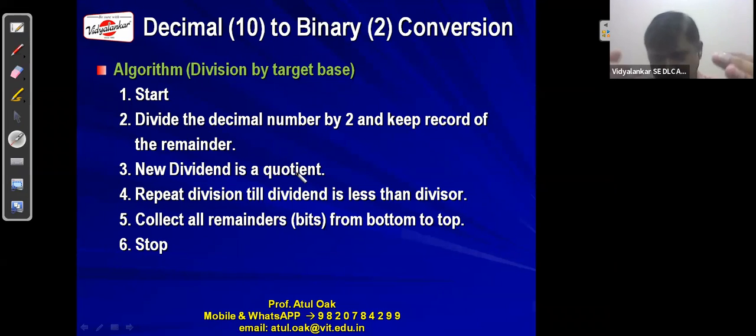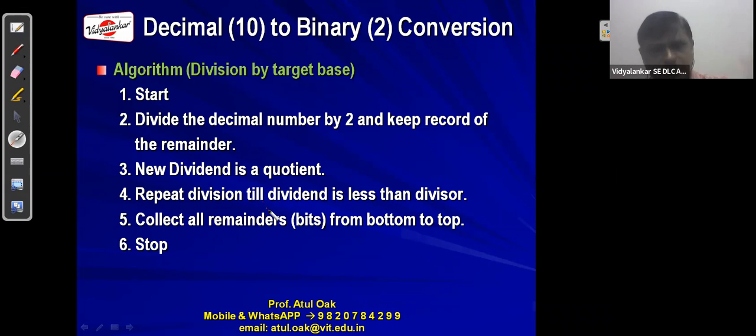Don't worry, I'm just going through the algorithm, okay. So you must know the algorithm and then you do. My question was how to do conversion. How refers to algorithm, do refers to implementation. That's the answer, how to do. So the new dividend is the quotient.